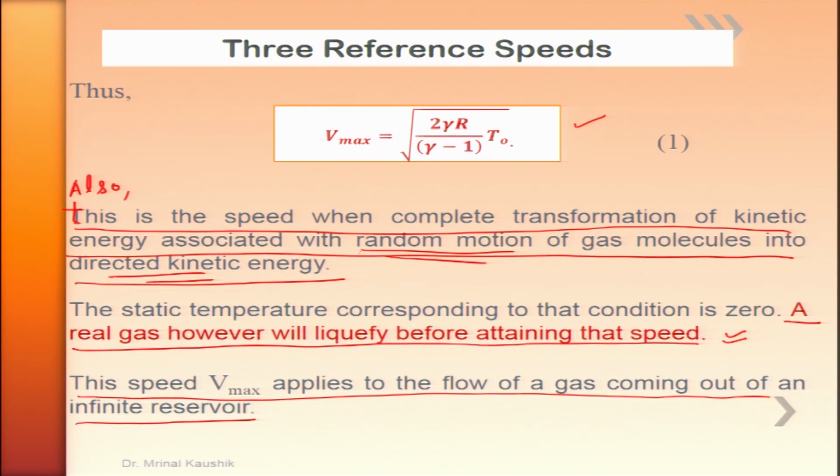Note that this kind of speed can only be achieved when the flow is coming out of an infinite reservoir, and it cannot be applied to practical applications such as missiles in air, because in that condition the maximum speed is limited by the thrust available from the propulsion system.